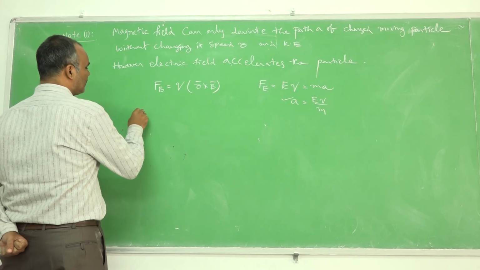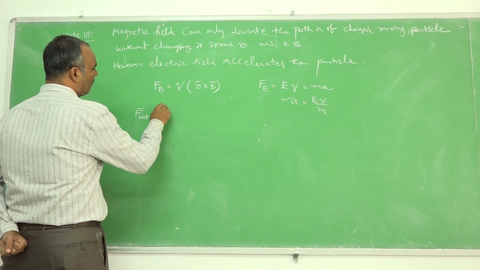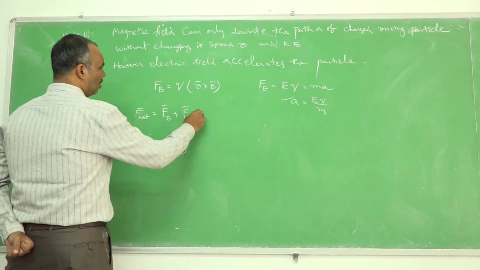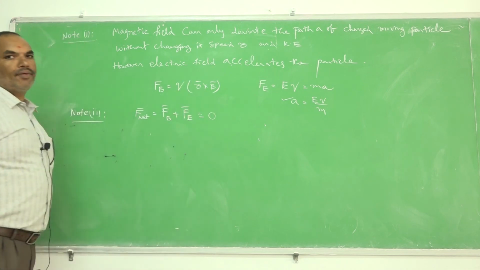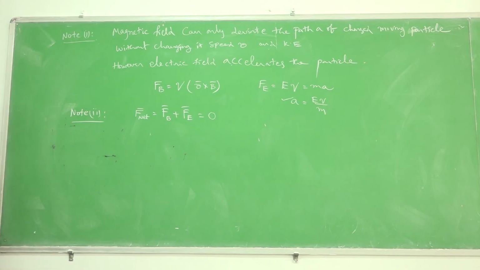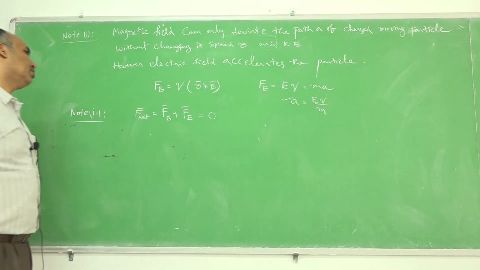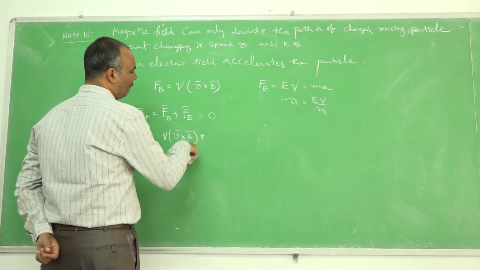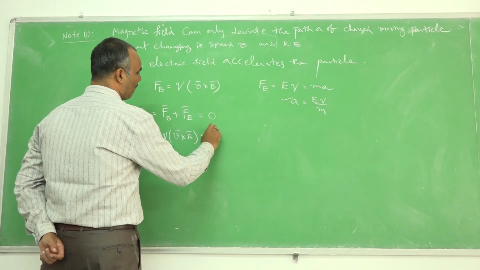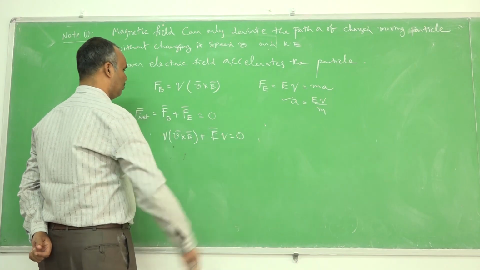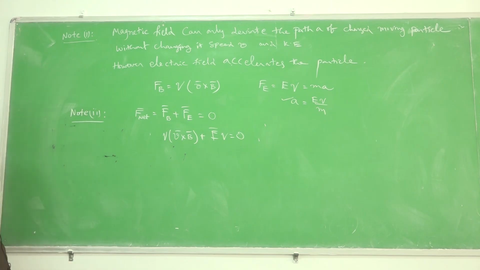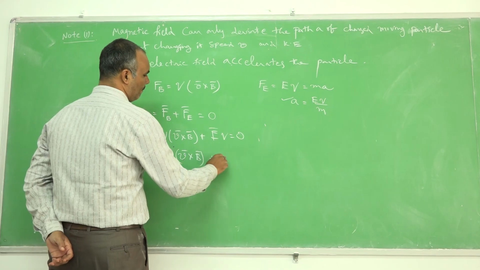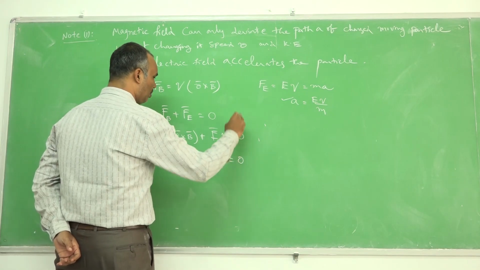If the net force acting on a particle, that means force due to magnetic field plus force due to electric field, is 0. Net force acting on the particle is 0. It means Q into V bar cross B bar plus EQ is equal to 0. That means V bar cross B bar plus E bar is equal to 0 bar, strictly speaking.